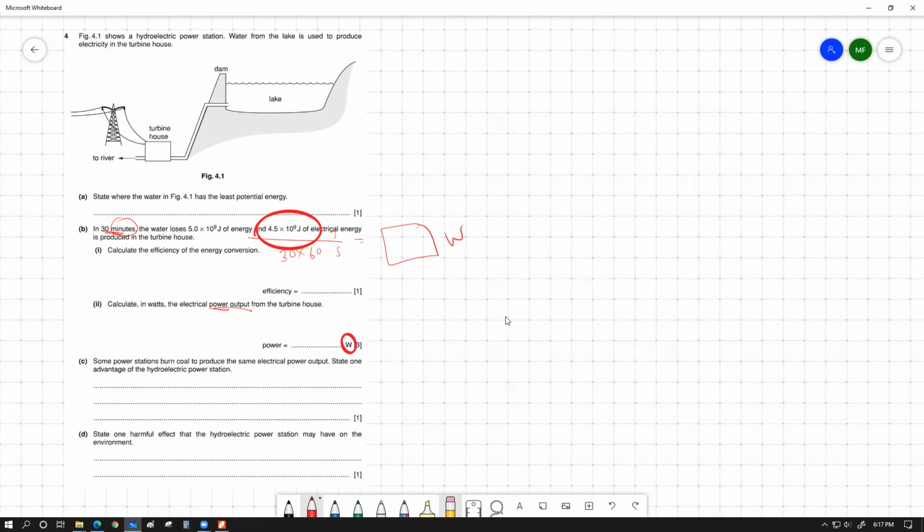In part C, it says some power stations burn coal to produce the same electrical power output. State one advantage of the hydroelectric power station. Well, there are a lot of advantages of a renewable power station. For example, it has no running cost. If you have a coal power station or oil power station, you have to continuously buy coal or oil from the mining company to be able to run that plant. If you don't buy those, you can't run the plant. So you have a continuous cost of buying this thing.